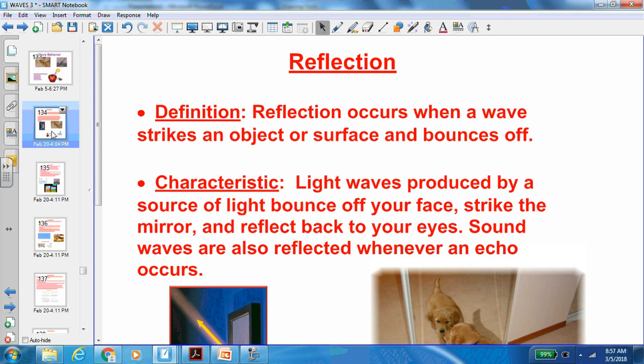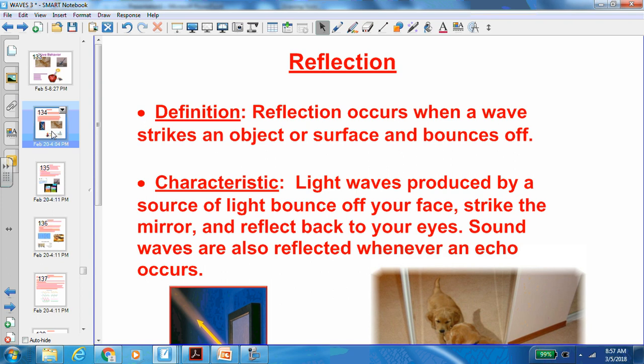Whenever light waves are reflected, they're produced by some type of light source. So whether it's the sunlight or the light bulb in a room, it's some type of light source in order for light waves to be reflected. They'll bounce off your face, they strike the mirror, and then they reflect back to your eyes. So that's how we're able to see a reflection of ourselves in a mirror.